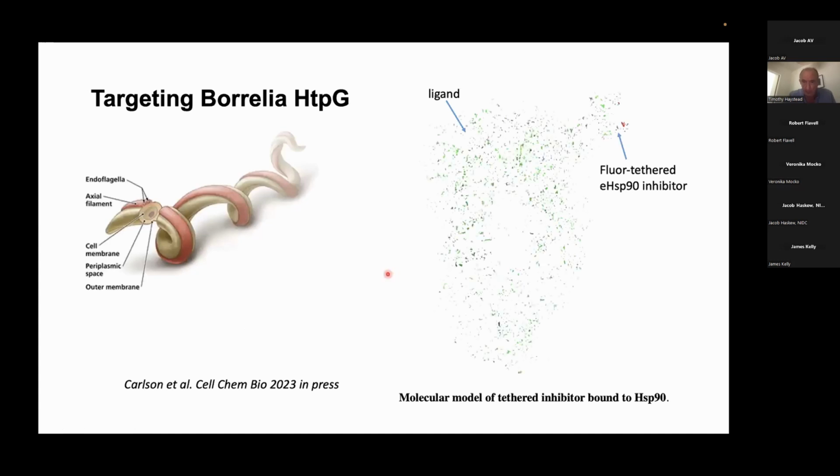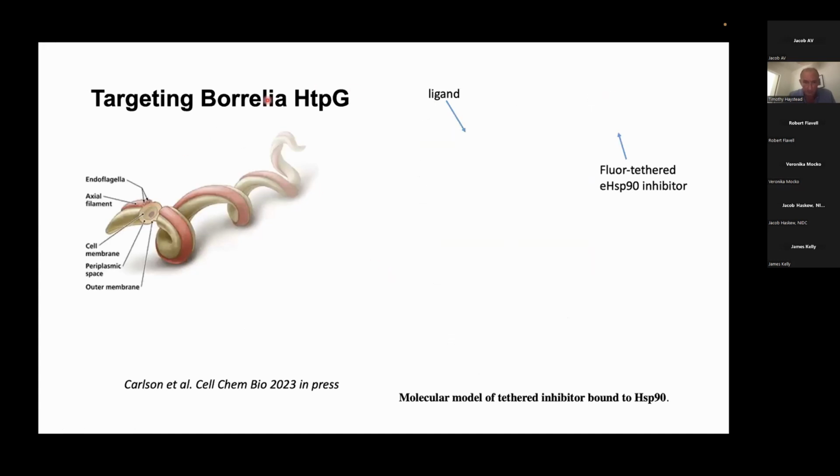Whoopsie, what's this? Jump over here. I'm trying to get out of this.